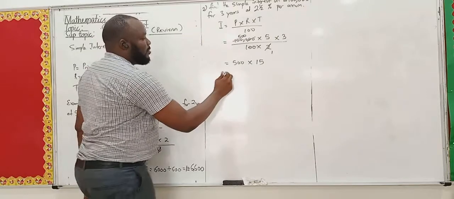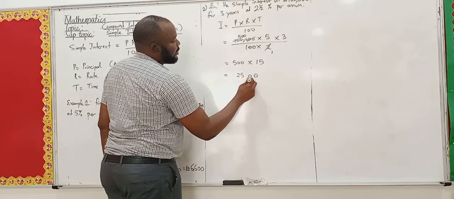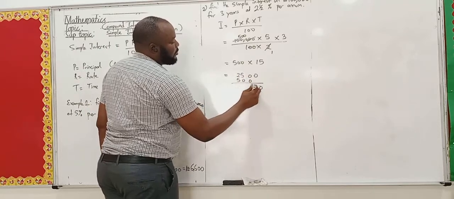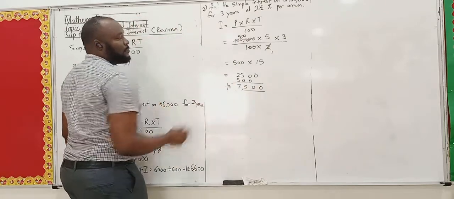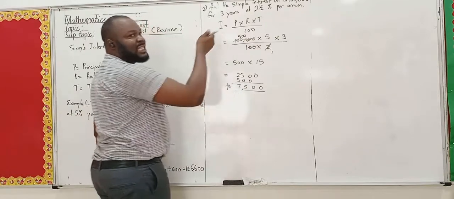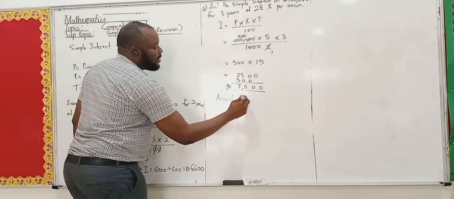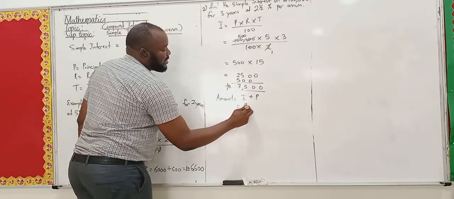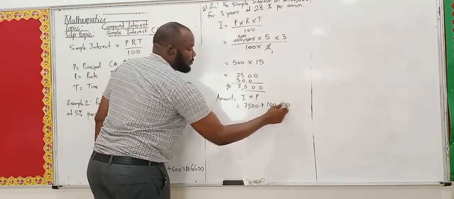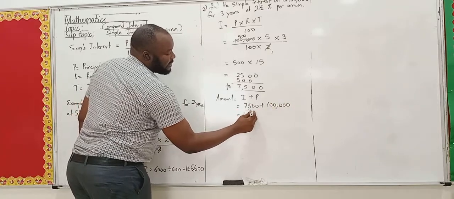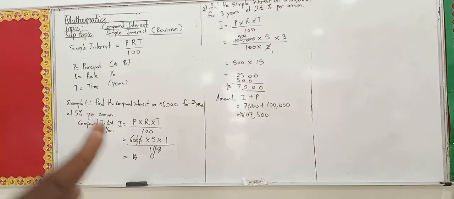What would this give us? Multiplying 500 by 15 gives 7,500 naira. Now this is the interest this person is expected to pay back. So if you are asked to find the amount, what do we have? Interest plus principal. That will be 7,500 plus 100,000. That will give me 107,500 naira.